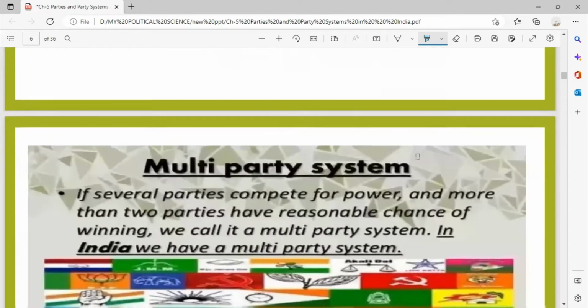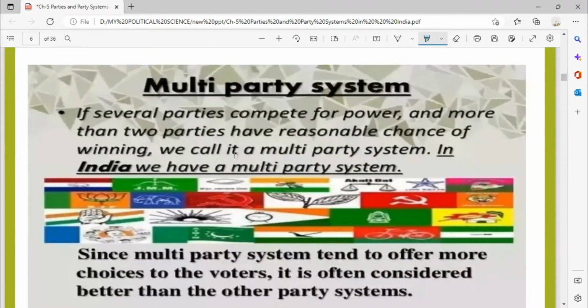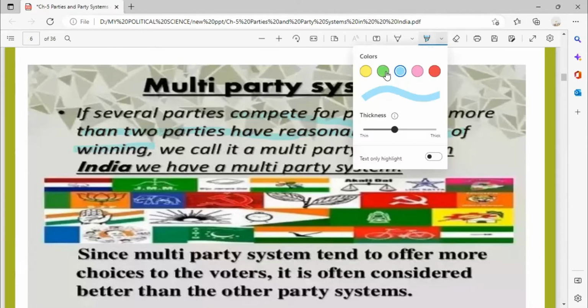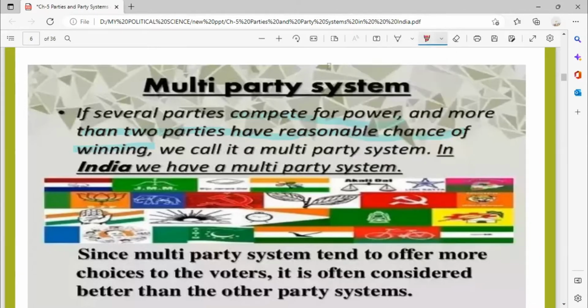Then multi-party system. If several parties compete for power and more than two parties have a reasonable chance of winning, only then will it come to be known as a multi-party system. So in India, we have a multi-party system, isn't it? Since a multi-party system tends to offer more choices to the voter, it is often considered better than the other party systems.